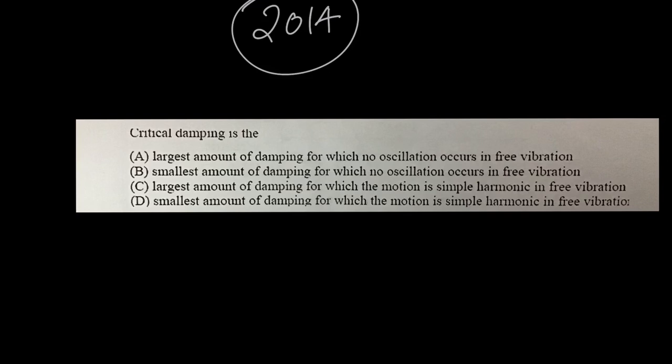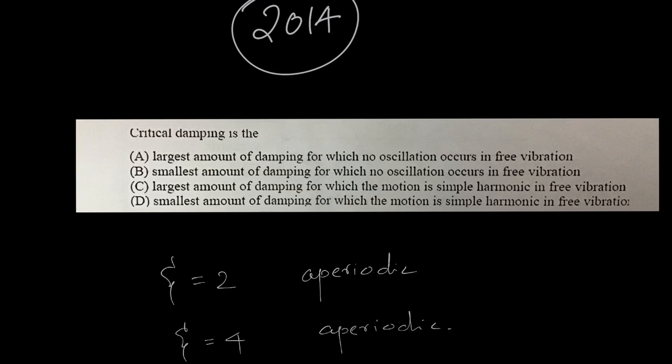Again, let's assume a case zeta equal to 2. The motion is aperiodic. Zeta equal to 4 also, the motion is aperiodic. And zeta equal to 1 also is aperiodic. Which implies that the first sentence is wrong, because critical damping is not the largest amount of damping for which no oscillation occurs in free vibration. For zeta equal to 2, no oscillation occurs, and for zeta equal to 4 also no oscillation occurs. So that option you can rule out.